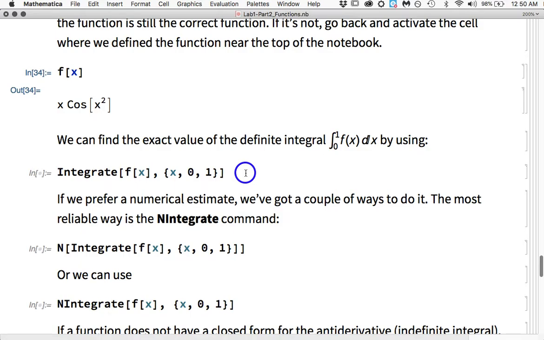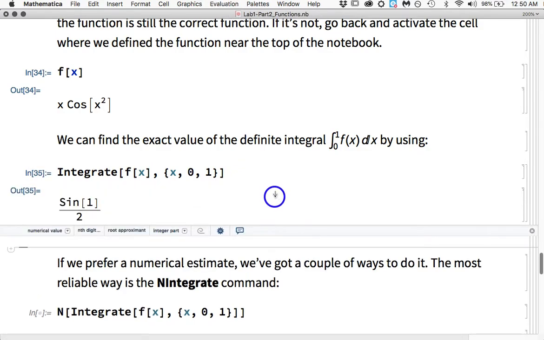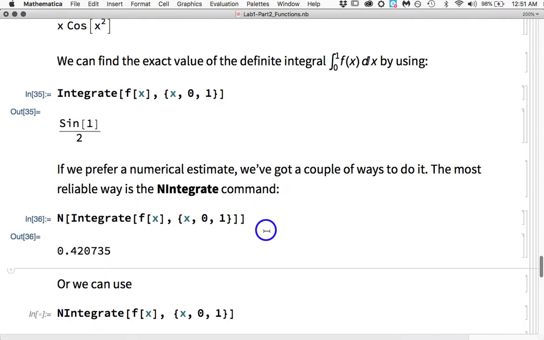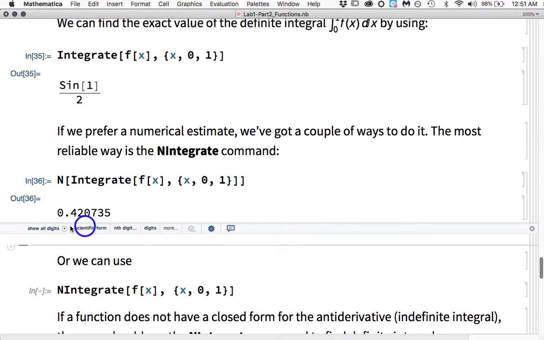Put the cursor in that cell and activate it, and you get the exact number. The exact value of that definite integral is sine of 1 over 2. Now, if you want a decimal equivalent, you can wrap the capital N around the Integrate command. And so there's the value of the definite integral.